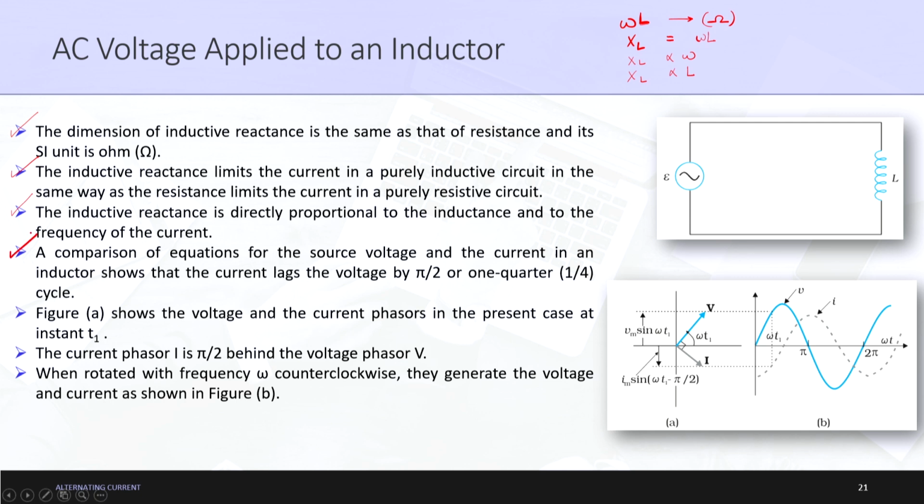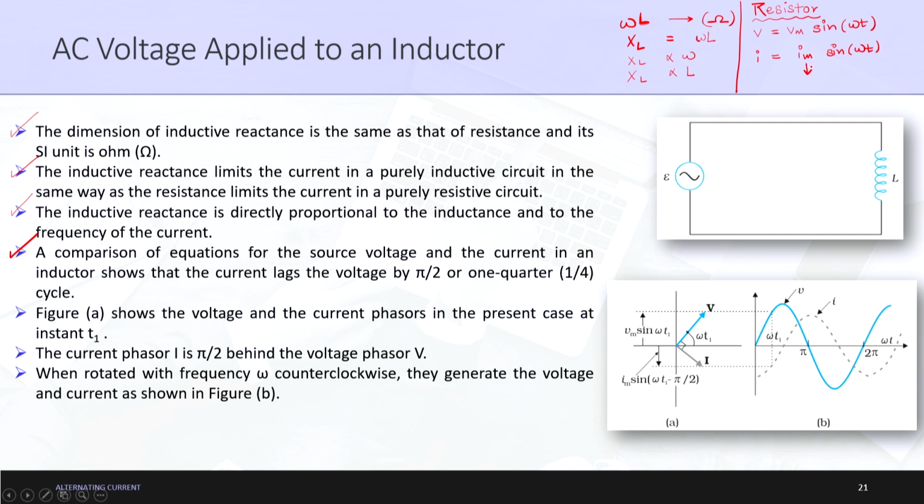Next thing is, a comparison of the equations for the source voltage and the current in an inductor shows that the current lags the voltage by pi by 2 or 1/4 cycle. Let us try to understand this line now. Okay. So, what happened in the case of a resistor? Let us do a quick revision. In the case of a pure resistor being installed in a circuit, the value of voltage from the source or EMF was equal to Vm sin omega t, correct, and the current which was being produced was I, equal to Im sin omega t.